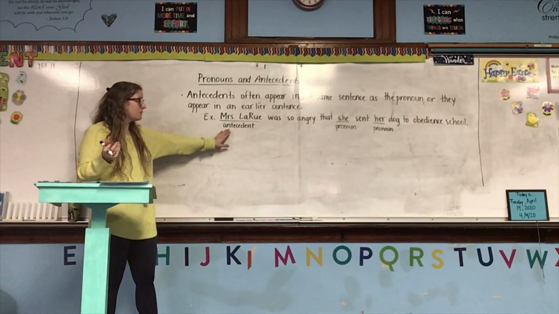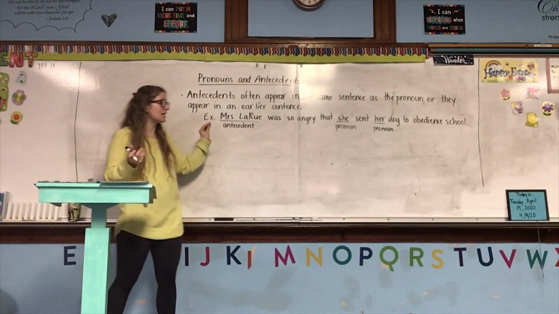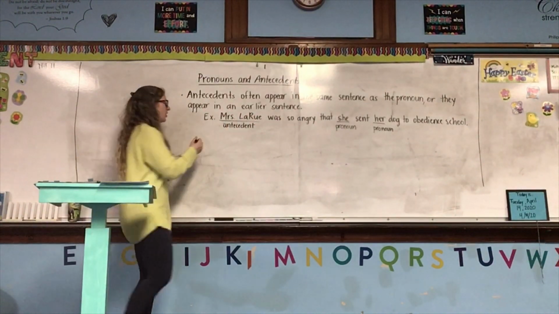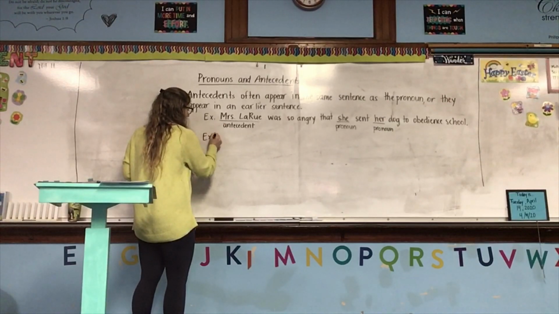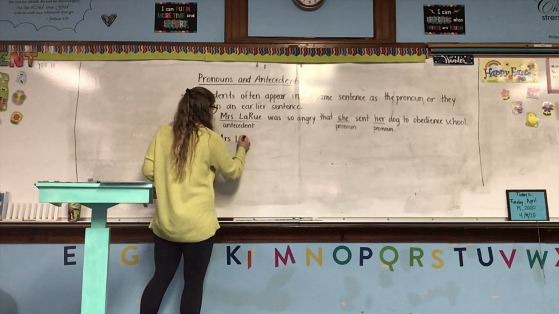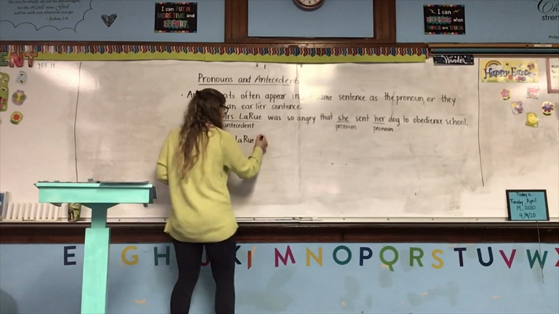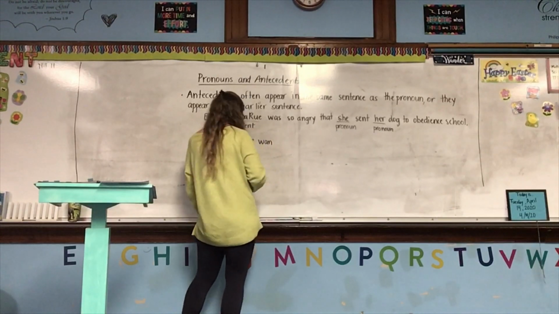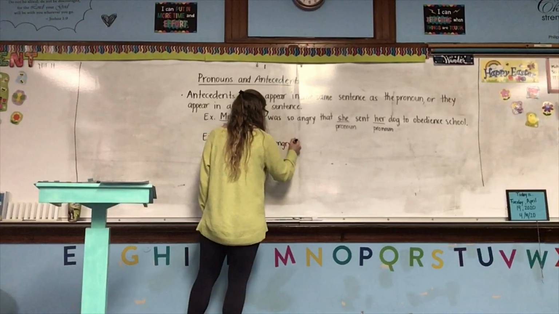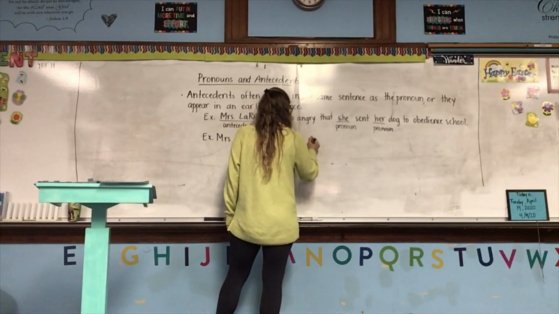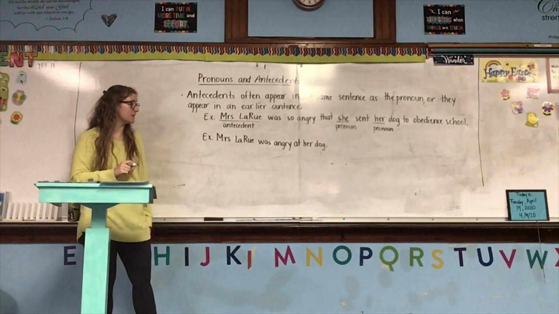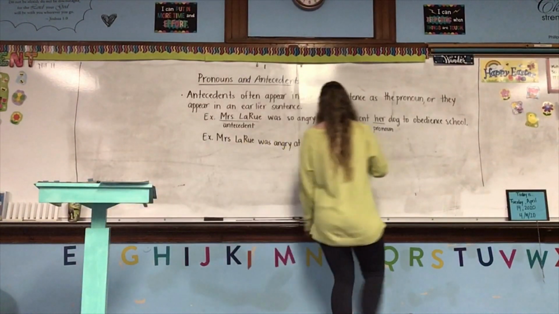So that's why we have to make sure that our antecedent is in the same sentence as our pronouns, as in this sentence, or it comes in an earlier sentence, like this example. Mrs. LaRue was angry at her dog. And then we have a period. So there's our first sentence. Mrs. LaRue was angry at her dog.